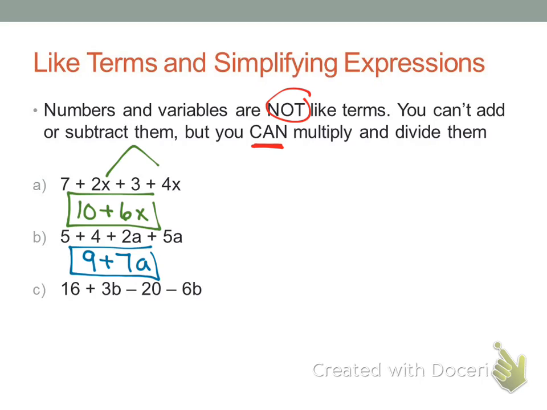Now we have some negatives, so we have to watch for the signs. Okay? Because remember what I said, every number has a sign. The sign's in front of the number. What is 16 minus 20? Negative 4. Because 20 is bigger, subtract and take. It's going to be negative 4. And what is 3b minus 6b? Negative 3b. Get your signs right, because if you say plus 3b, it's wrong.